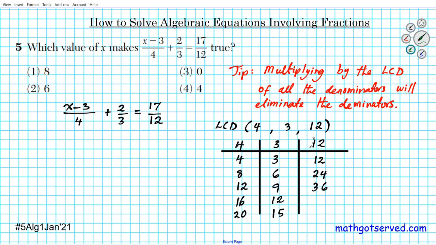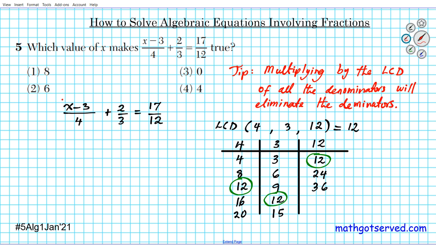Okay, so now we already know what the answer is. We're looking for the smallest number that shows up in all three lists of multiples. We have 12 here, 12 here, 12 here. That's the lowest common denominator, the smallest number that 4, 3, and 12 can go into evenly. 4 goes into 12 3 times, 3 goes into 12 4 times, 12 goes into 12 once. So why are we looking for the LCD? The LCD, which is 12, is what we need because when we multiply this equation by it, the denominators will be gone.